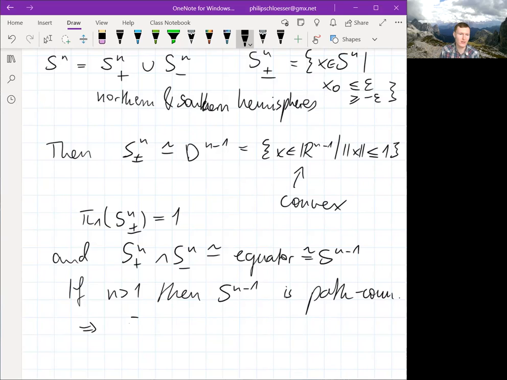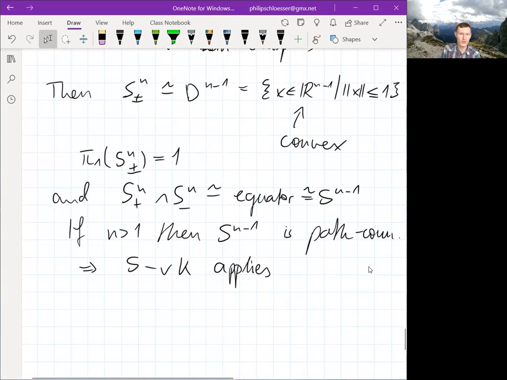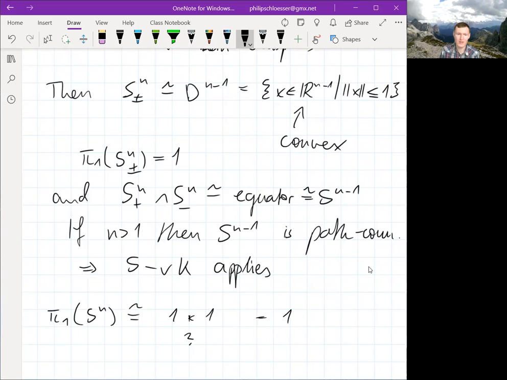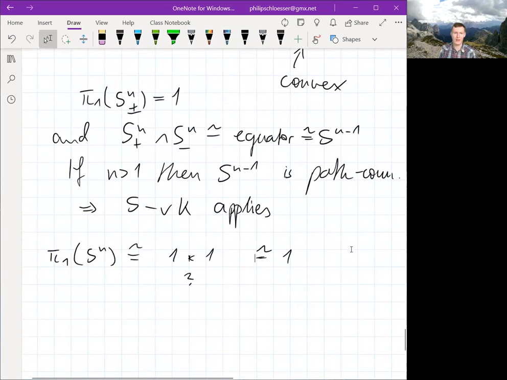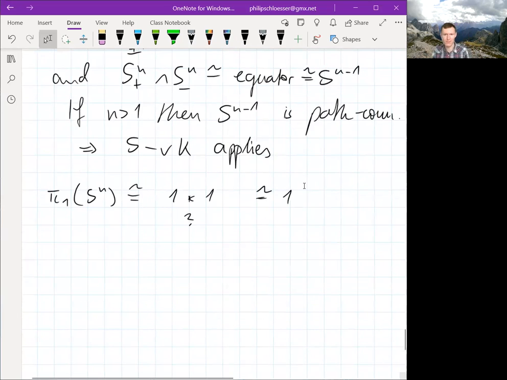So we can apply Seifert-van Kampen, which shows that the fundamental group of the n sphere is isomorphic to the trivial group amalgamated with the trivial group over anything, but that's just the trivial group. We have 0 generators in that group, 0 generators in that group. So we still have no generators, so we have the trivial group.